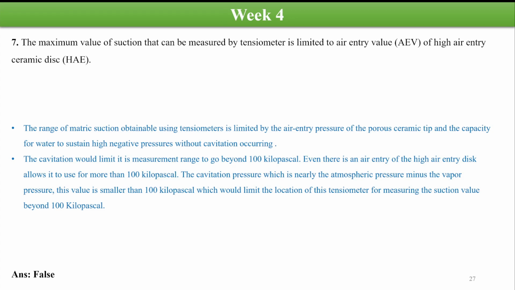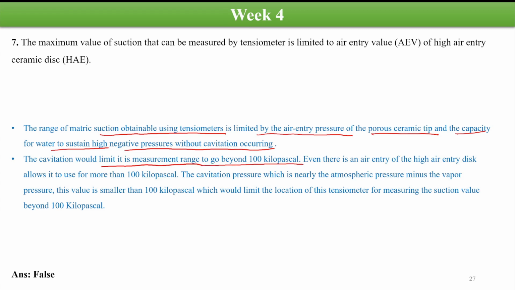The seventh question reads that the maximum value of suction that can be measured from a tensiometer is limited to the air entry value, that is AEV, of the high air entry ceramic disc, HAE. In that case, we can say that the range of suction which we can measure from the tensiometer is limited by the air entry pressure of the porous ceramic tip and its capacity to sustain high negative pressure in water without cavitation occurring. Cavitation is the phenomenon which restricts the maximum value of suction we can measure. This cavitation does not allow the measurement to go beyond 100 kilopascal. Even though the air entry of the high air entry disk would allow use beyond 100 kilopascal, cavitation will not allow it. So this statement is not truly correct.